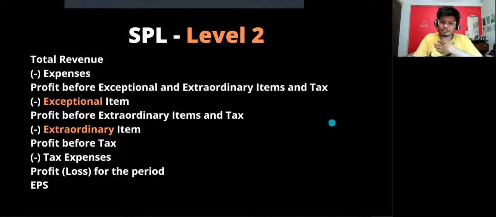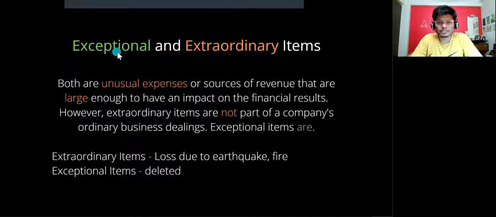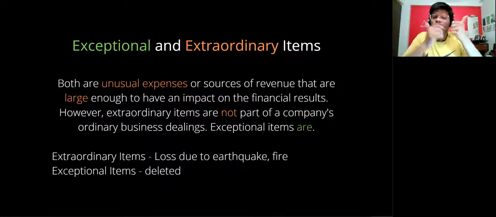Okay, I am still confused about what each of these are. So don't worry, we'll figure it out. So two things: exceptional and extraordinary. I've colored that in different colors. So exceptional items are those revenue or cost items which are significant in nature. Very important. Significant in nature. If it's not significant in nature, then it's not relevant to show it separately.